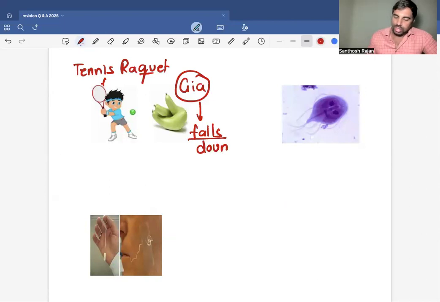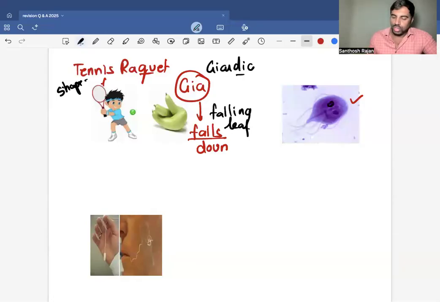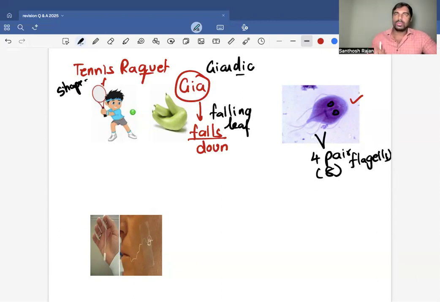So what I meant to say is appearance. You see, it looks like a tennis racket. The shape is tennis racket. And why say Gia? Because this is Giardia. Giardia falls down, falling leaf motility. That's all. Look at this here. If you see, two nuclei will be there. Then how many flagella? Four pairs of flagella, or simply a total of 8 flagella, whereas in Trichomonas we have only 5 flagella in total, one posterior and four anterior. And two nuclei are present. That's another point.